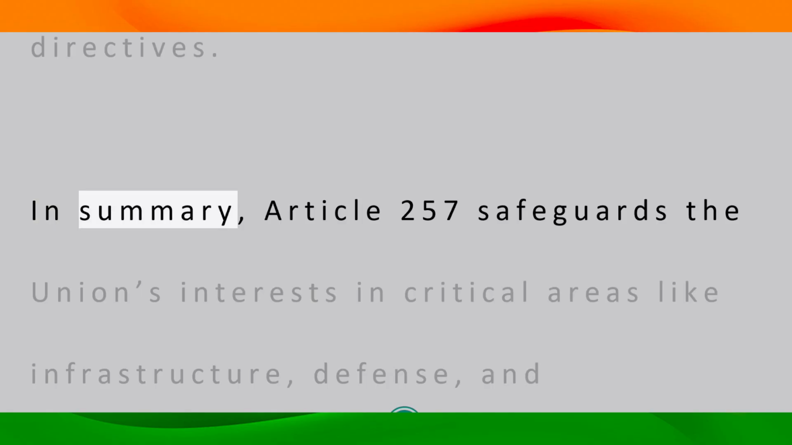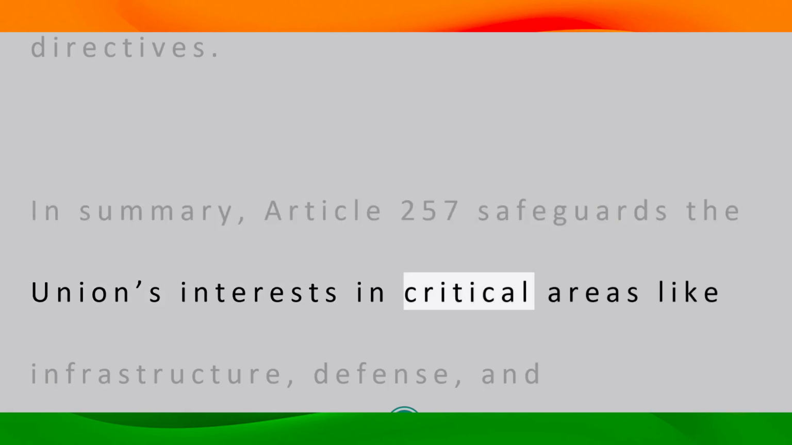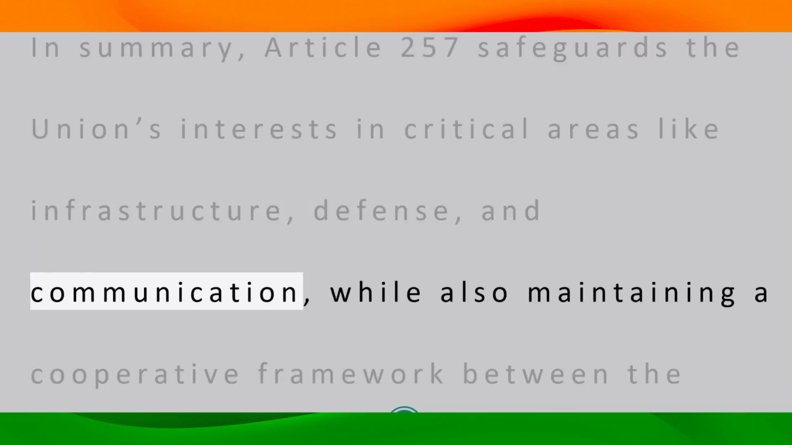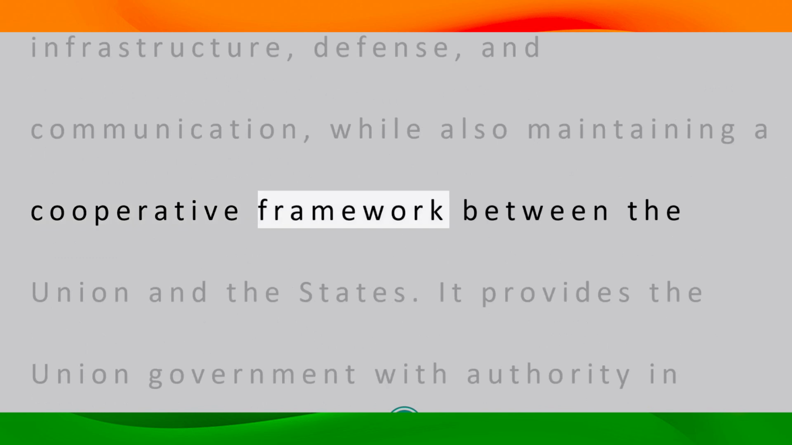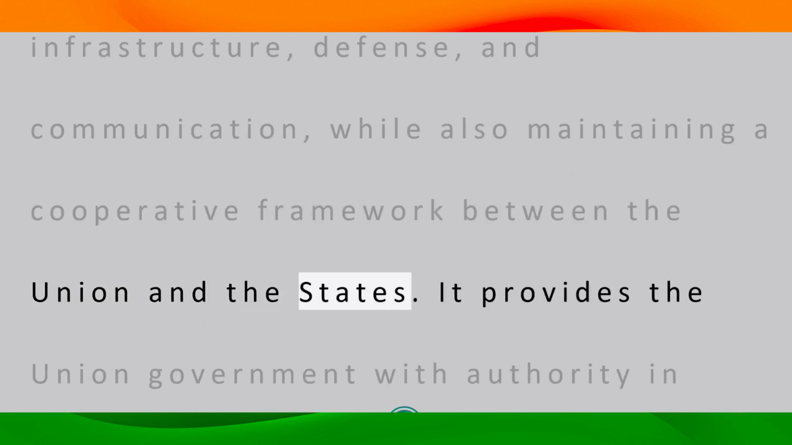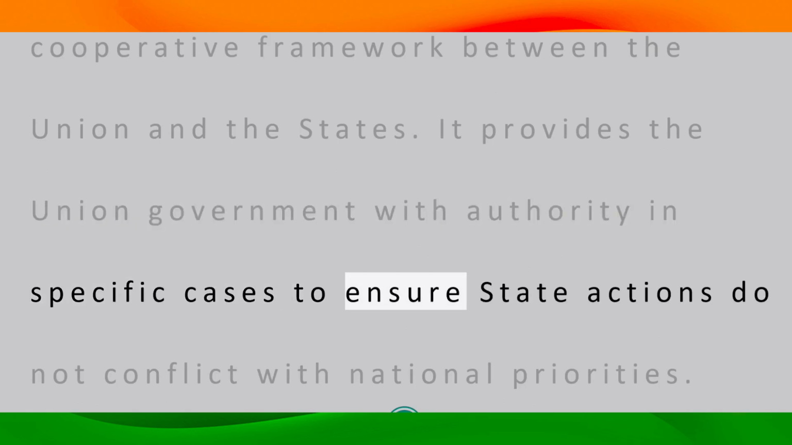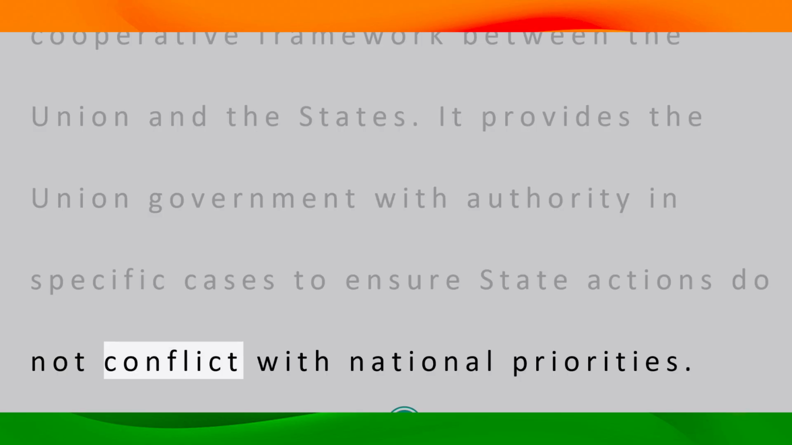In summary, Article 257 safeguards the Union's interests in critical areas like infrastructure, defense, and communication, while also maintaining a cooperative framework between the Union and the states. It provides the Union government with authority in specific cases to ensure state actions do not conflict with national priorities.